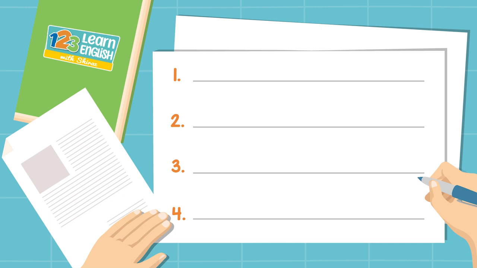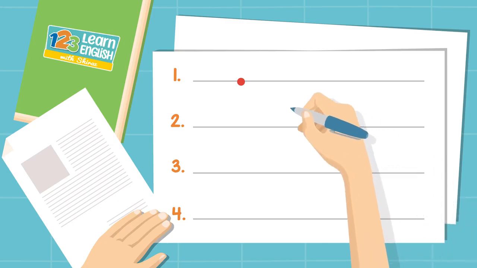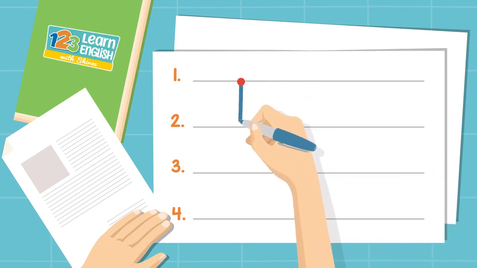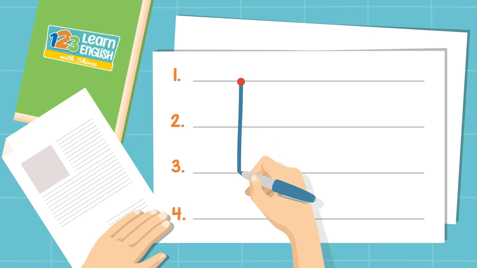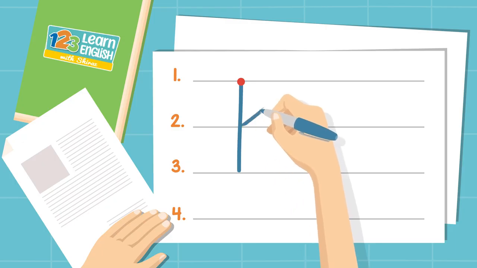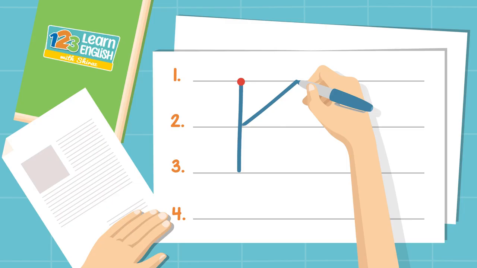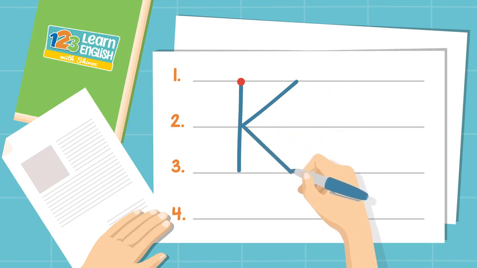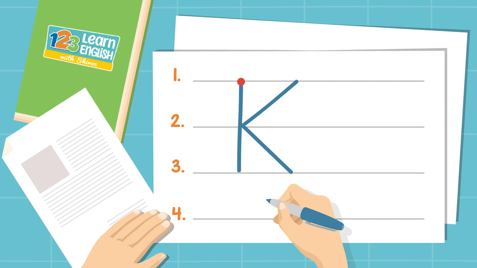The starting point of capital K is in the first line, just like this. Okay, my friends? Now from this starting point, we're going to go straight line down to the 3rd line right here. Now, what we are going to do is from the 2nd line, line up and line down. Just like that, kids.